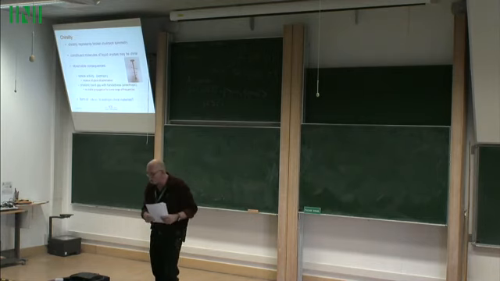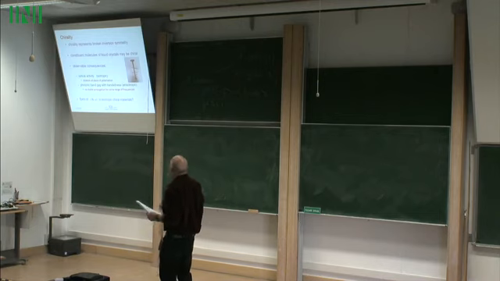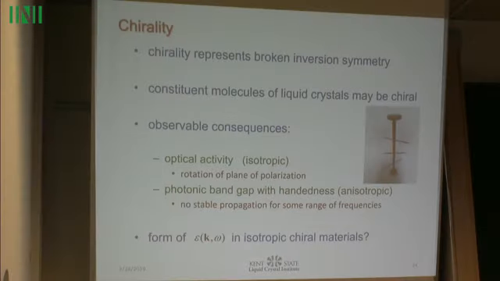I would like to talk about cholesteric liquid crystals, but to get there, I would like to talk a little about chirality. So, chirality, as we know, represents broken inversion symmetry, and there are molecules of liquid crystals which may themselves be chiral, and in many cases, chiral molecules are added to liquid crystals. And there are some interesting things that happen. In isotropic systems, chirality gives rise to rotation of the plane of polarization of light, and in anisotropic materials, one can get photonic bandgap.